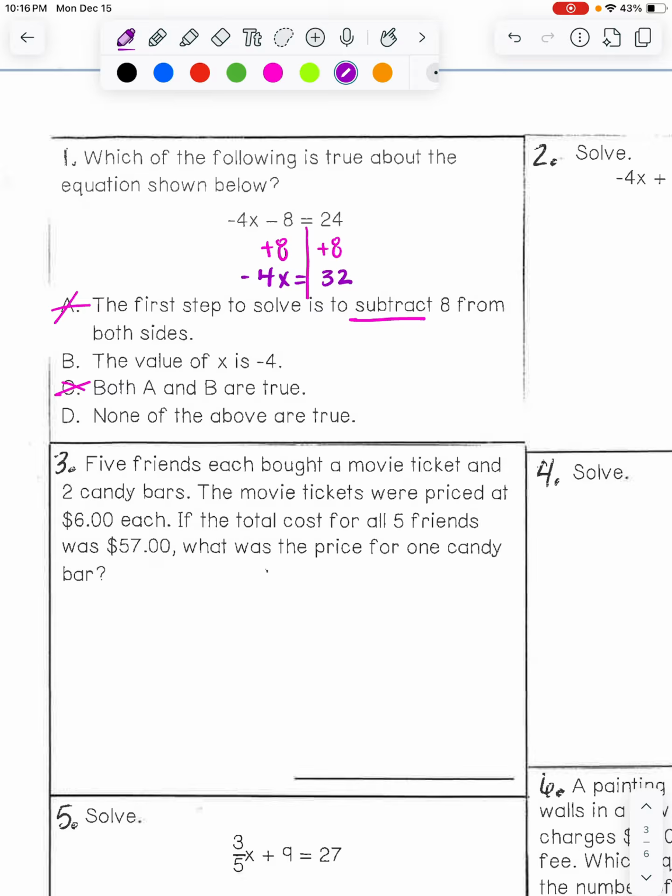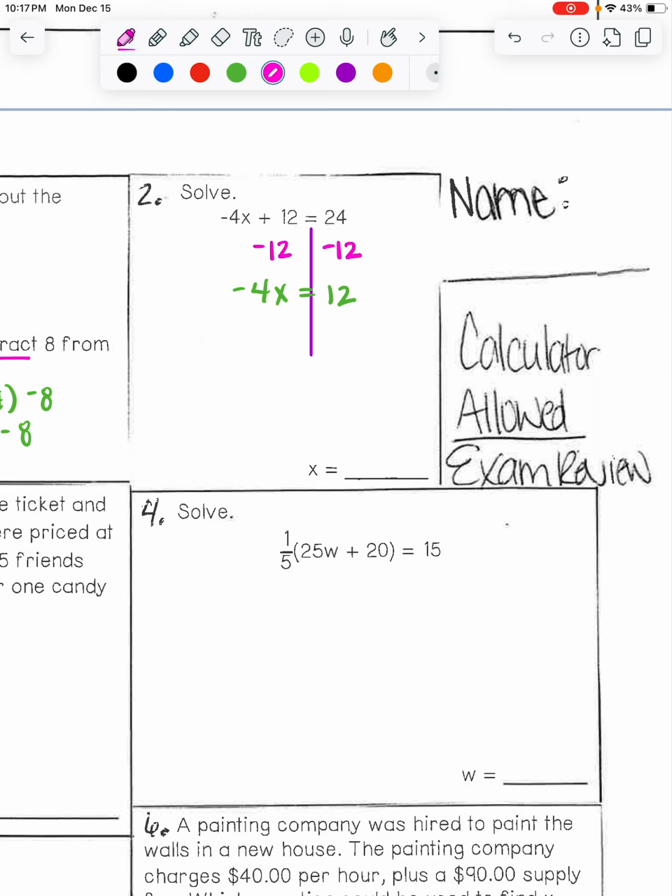Number 2, I do have to solve. Several of you guys like to draw the line like I did on the last one. Feel free to do that. Definitely not required. Again, adding and subtracting, I would be subtracting 12. That's the opposite of adding 12. That's going to leave you with a -4x equals 12. 24 minus 12 is 12. And you're going to divide both sides by -4. So that's going to leave me with x equals -3 as a solution for number 2.